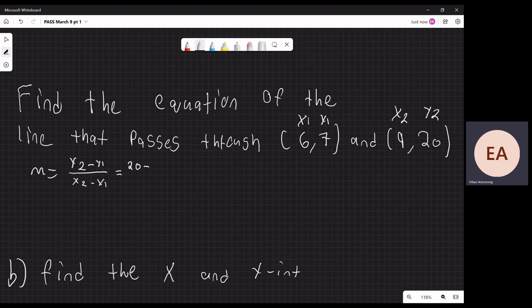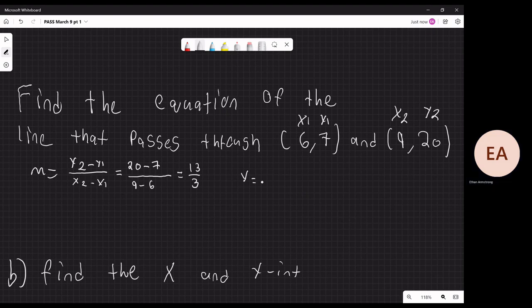20 minus 7 over 9 minus 6, which equals 13 over 3. I'm just going to keep that in exact form. And now we have to find our y-intercept to complete the equation. So we know y equals mx plus b, and we know that m is 13 over 3.